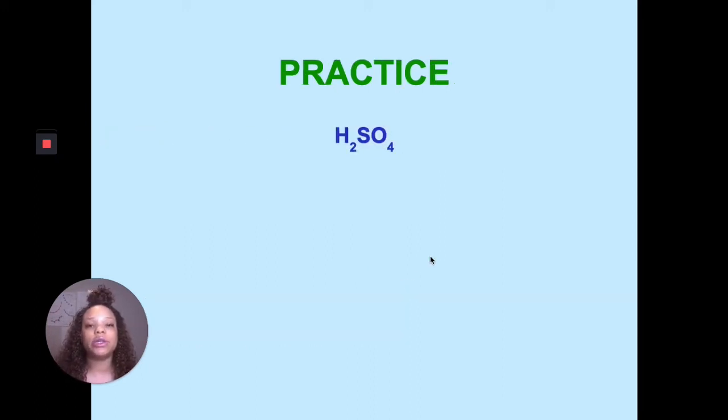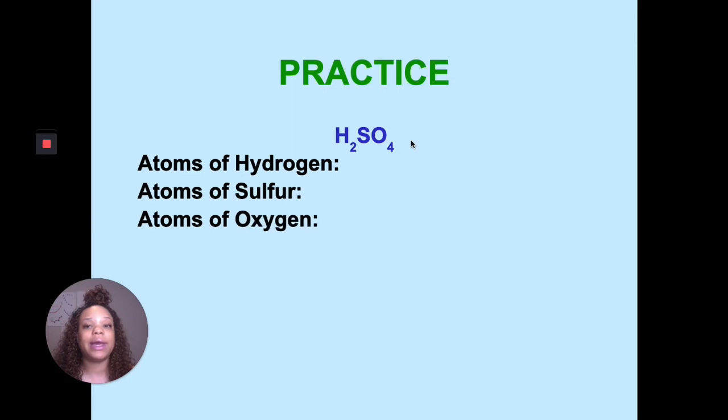Where it gets a little more tricky, how many elements do we have? When I say elements, I mean letters. Now you're looking at the letters. So I have hydrogen, I have sulfur, and I have oxygen. Those are my 3 elements. So if ever on your test or any assignment it says how many elements, you should know we're looking at the letters at that point. You have hydrogen, sulfur, oxygen.